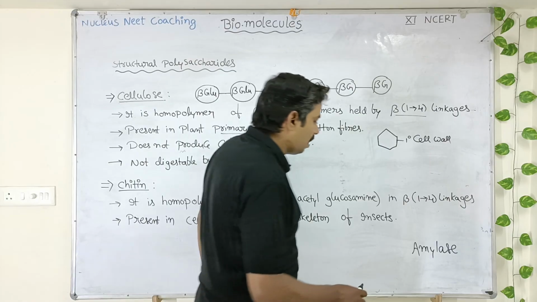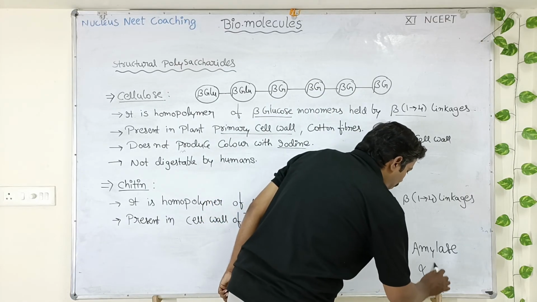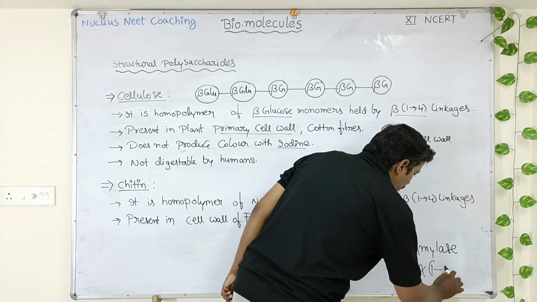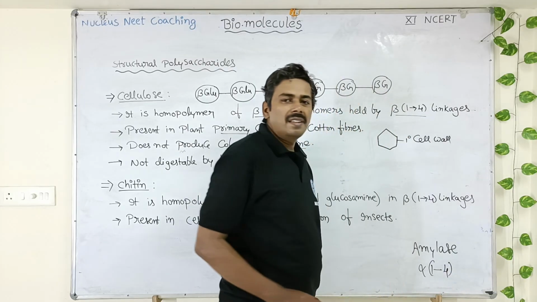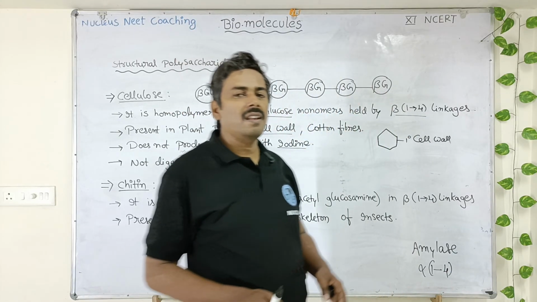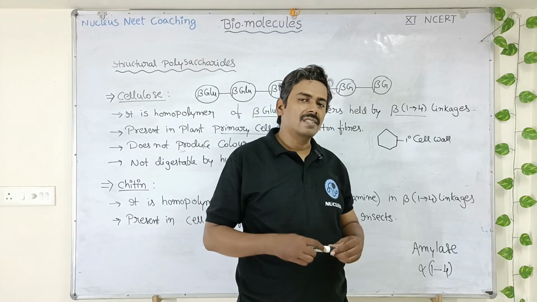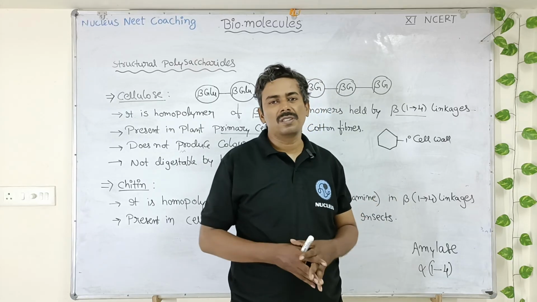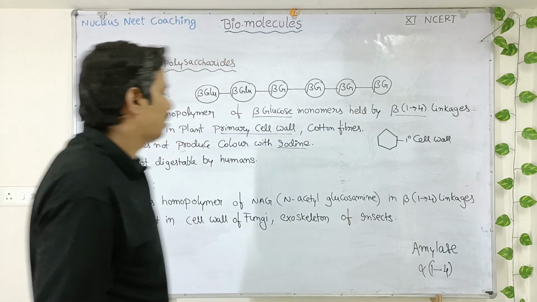Amylase can only break alpha 1 to 4 glycosidic linkages present in the starch. That is the reason only starch is digested in human body but not cellulose. Got the point?